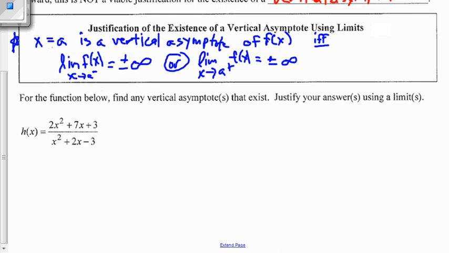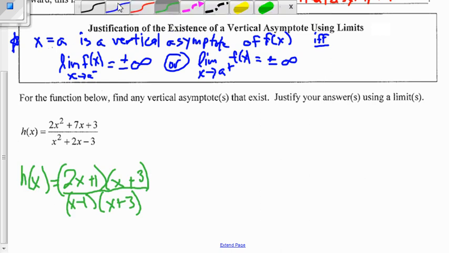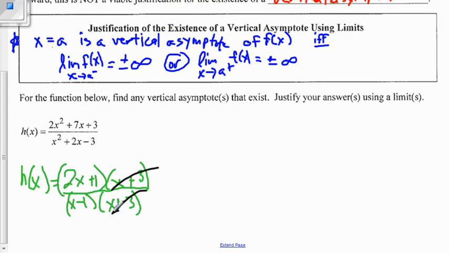So let's take a look at this example at the bottom of page 2. For the function below, find any vertical asymptotes that exist and then justify your answer using limits. So I've gone and factored this, and we get 2x plus 1 times x plus 3 over x minus 1 times x plus 3. So I want to find out what the limit is. And again, I know that there's going to be a vertical asymptote at 1, but now how do I justify that?